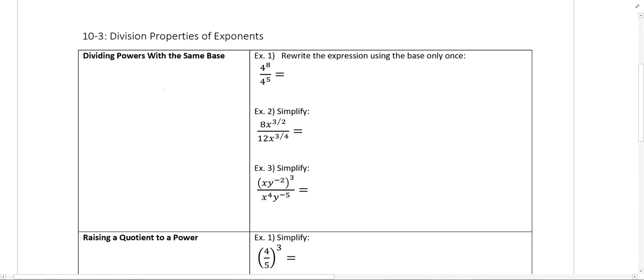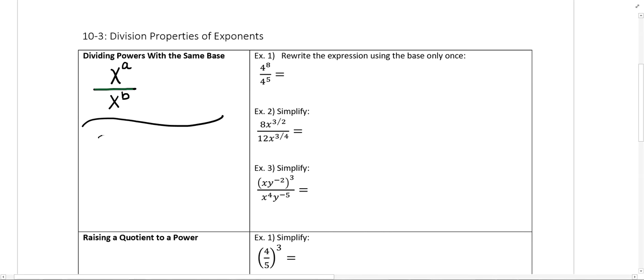Welcome to section 10.3 for Math 2, which is on division properties of exponents. So let's begin with thinking about what that means. We're dividing two powers with the same base, like x to the a power and x to the b power. All right, so let's think about what that means.